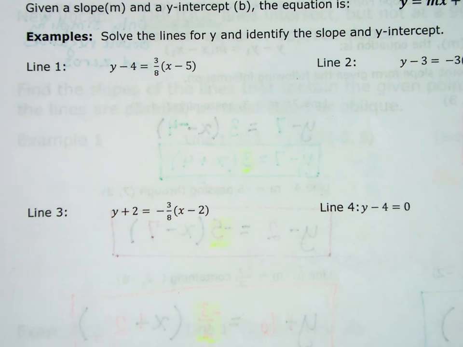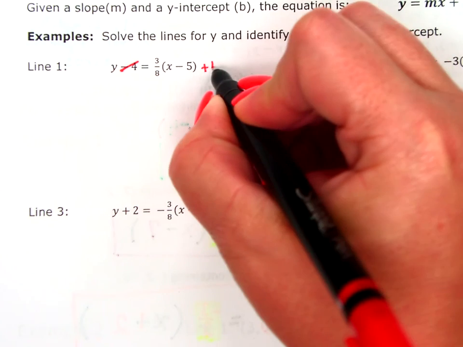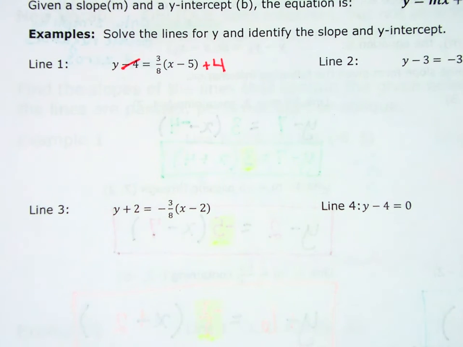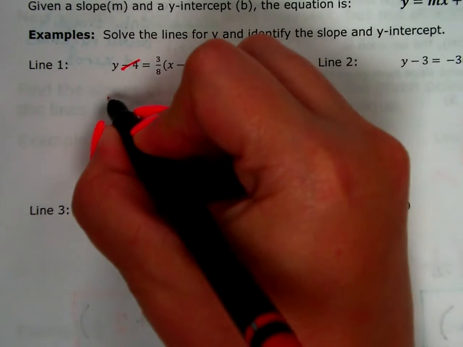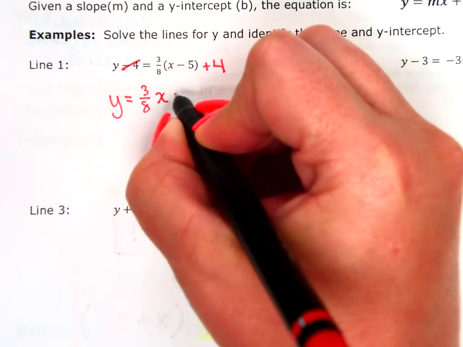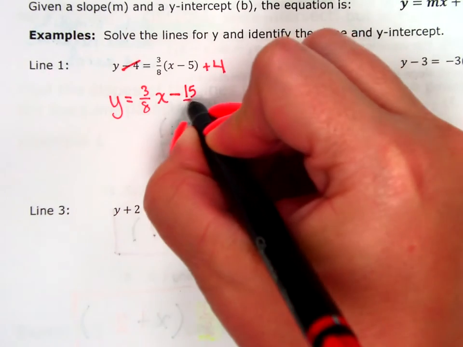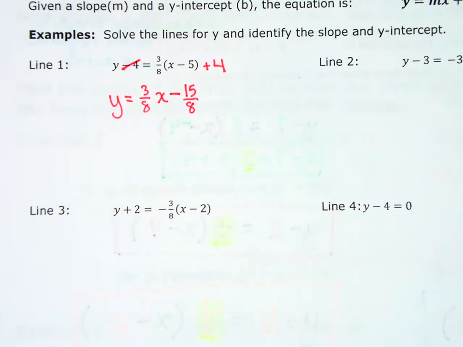Okay, so step 1 is going to be to move that negative 4 to the other side. How do I move the negative 4 to the other side? I add it, right? And so I'm going to do it the mathematician way, which is the efficient way, so I don't have to rewrite the whole thing. We all okay there? Yes, ma'am. So now I have to distribute that 3/8 in. So y equals 3/8 x minus 3 times 5 is 15, so this is 15/8.